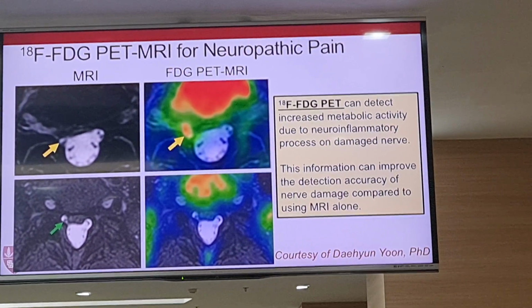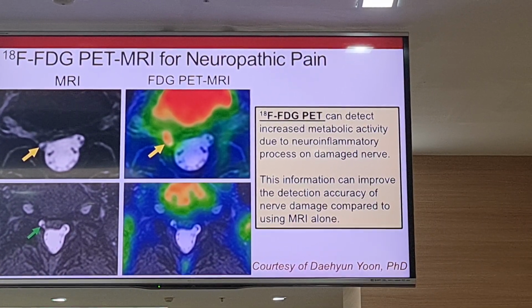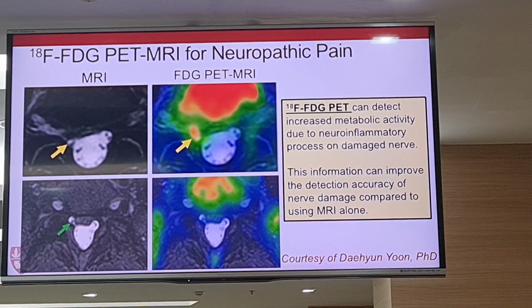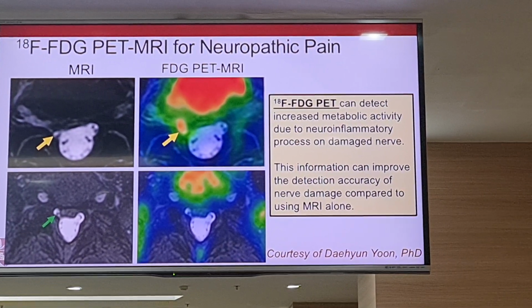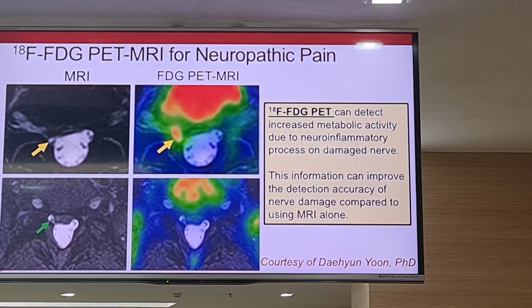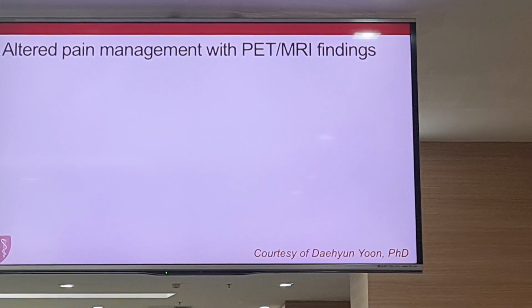Here's another example of an impinged nerve root. This person actually had left-sided pain, and as you can see, there's no FDG uptake. So trying to identify the source of pain would be quite powerful. Similarly, these have had some really powerful success stories.